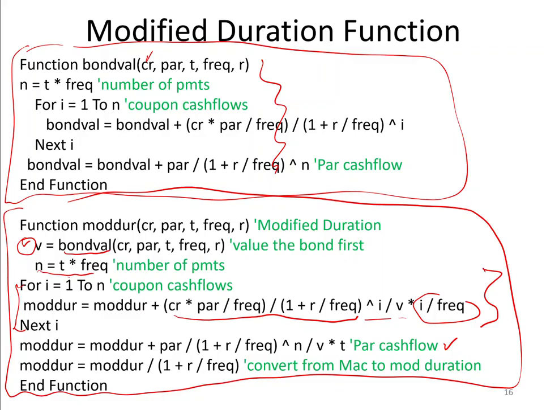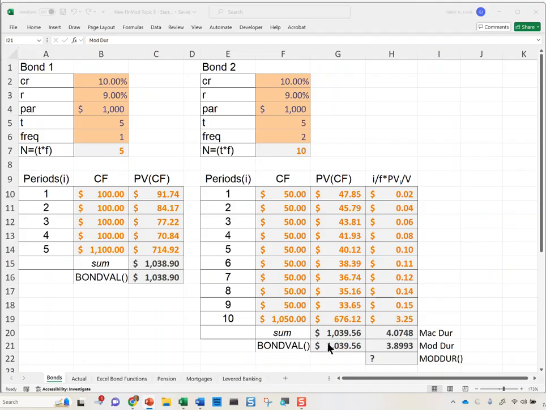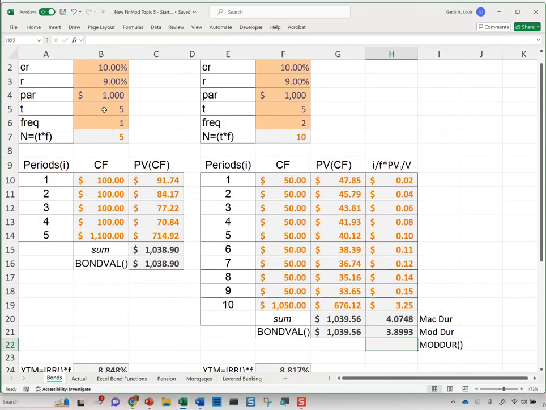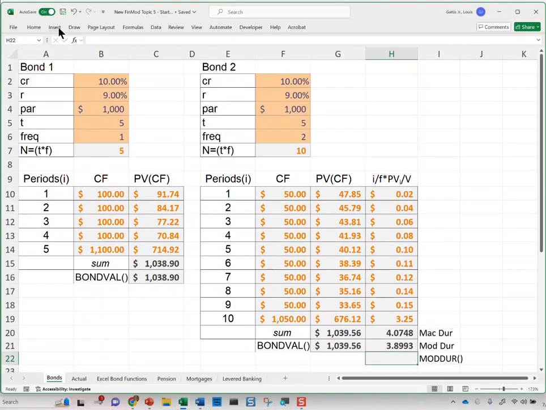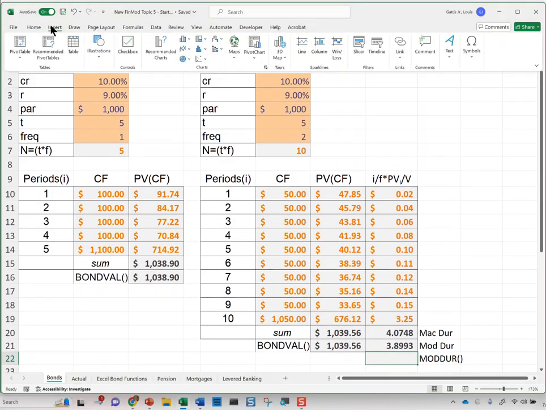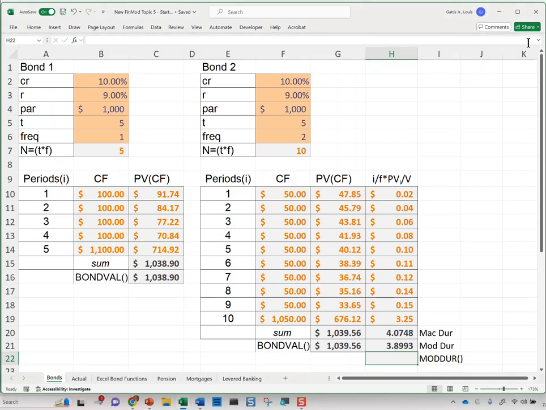And then if I ended the program right there, it would actually calculate Macaulay duration. The last step is to take that value and divide it by 1 plus R divided by frequency. Then you have modified duration. Let's go back to the spreadsheet and let's go ahead and put in that function. So I'm going to delete that and I'm going to hit insert my function.